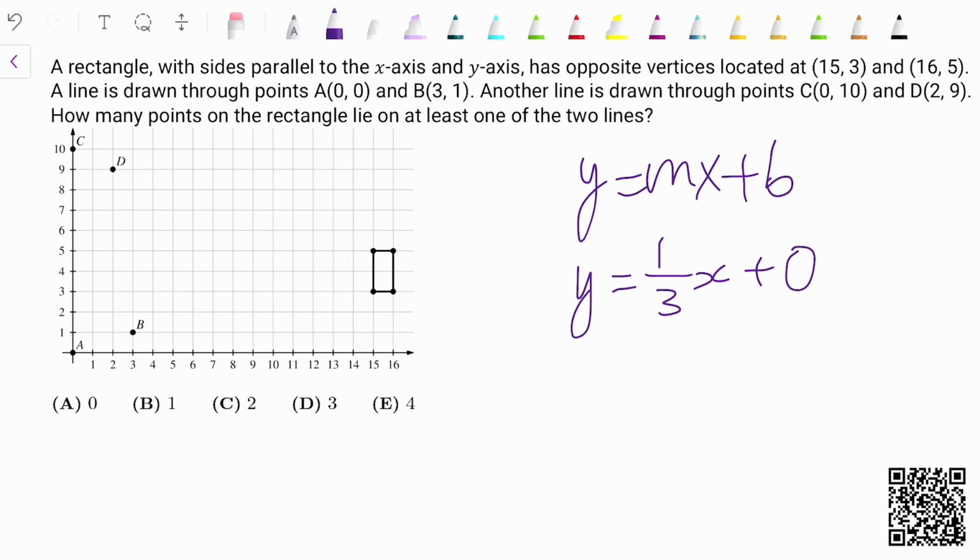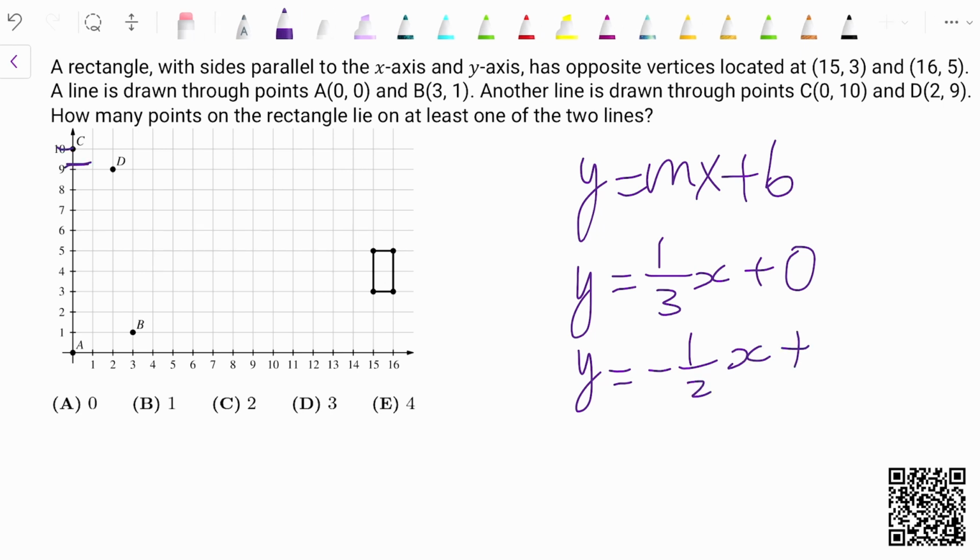And now we look at the linear equation of line CD. We go about the same format, so y is equal to, and finding the slope goes the same way. We have 10 minus 9 over 0 minus 2, which gives us negative 1/2, so that is the slope. If we plug this in, we get negative 1/2 x plus the y-intercept, which is 10, as you can see at point C. So now that we have our two linear equations, let's get checking.